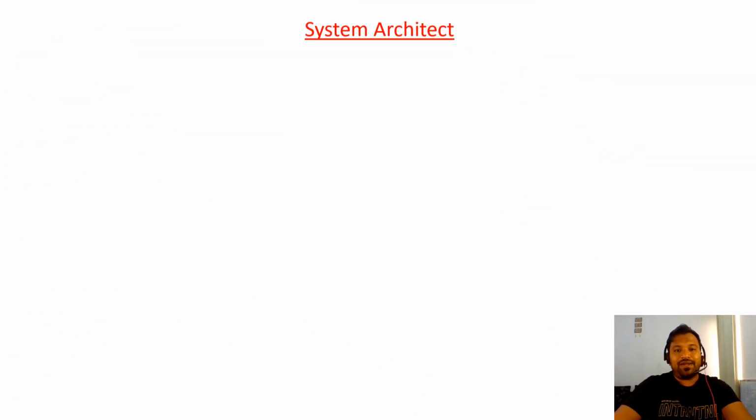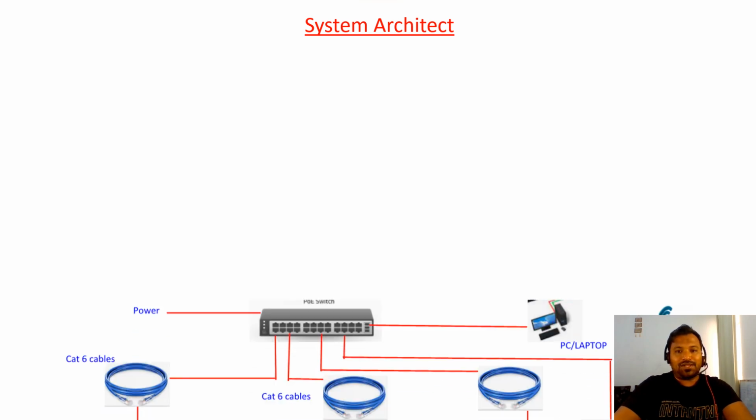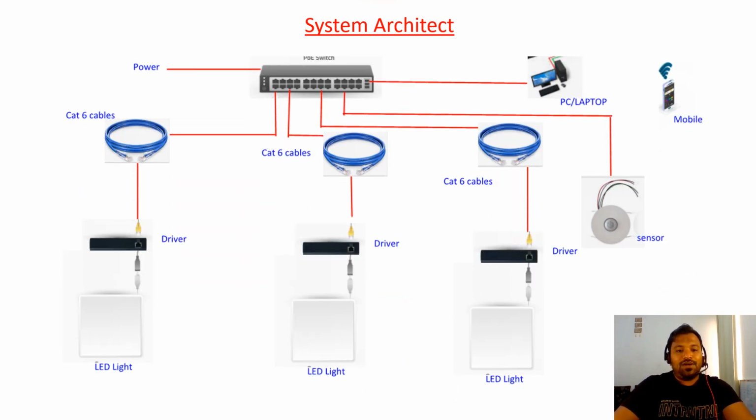Let's see the schematic diagram and how this architecture works. Basically, here we require a PoE switch. We connect the power to the PoE switch; initially we need to give a power supply to this PoE switch. Then from here you run Cat6 cables, and then you have a driver. Usually every light gets a driver. After the driver it is connected to the light. That's it. Similarly, you can connect n number of lights like this.